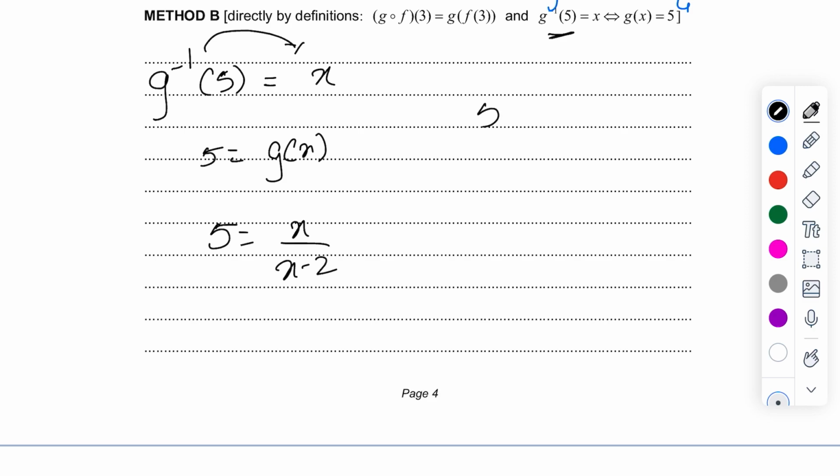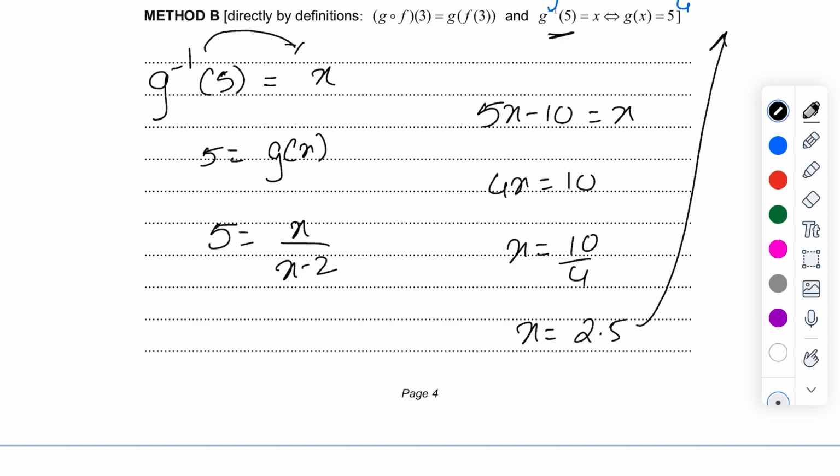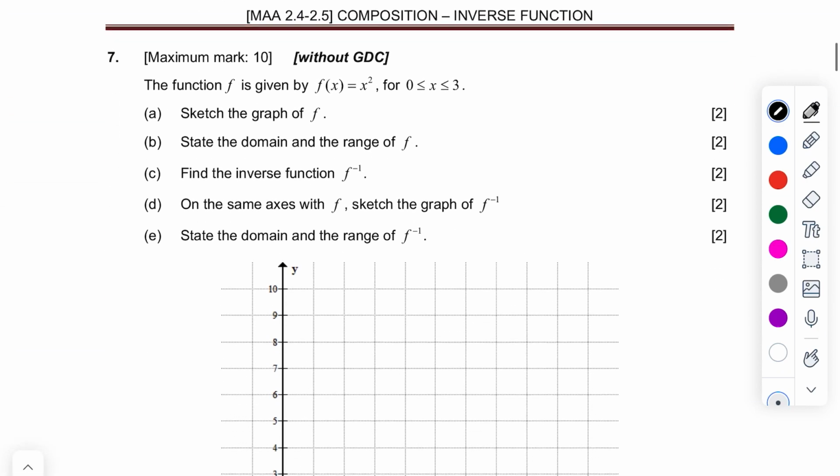So it becomes 5x minus 10 equals x. So 4x equals 10. So x equals 10 upon 4. So x equals 2.5. The same answer I'm going to get. So you can do it in this method also, where g inverse of 5 equals x. From there, you can get the value of x.